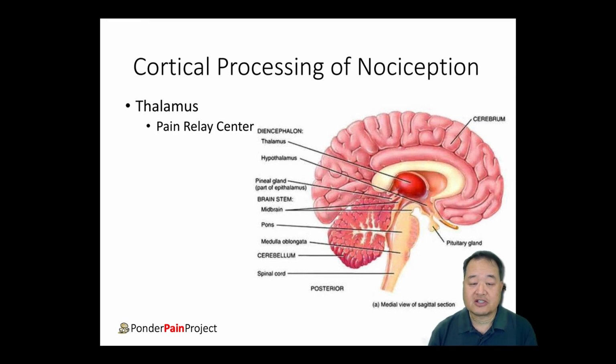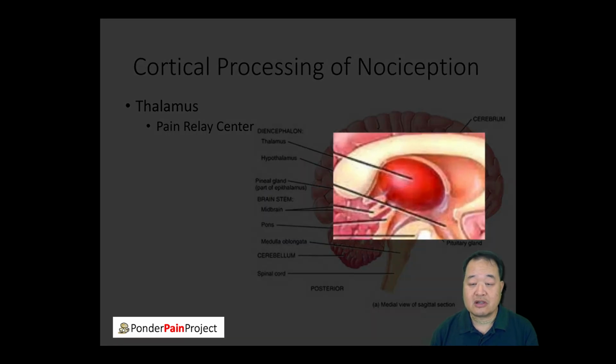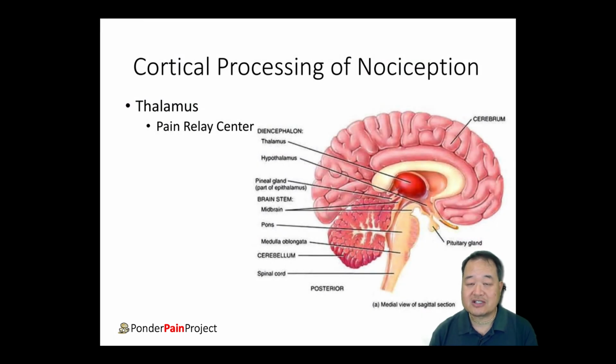So, on the cortical processing of nociception, realize that whether it goes directly to the brain or routes through subcortical structures like the periaqueductal gray and the reticular formation, eventually it's all routed up through a structure in the brain called the thalamus. At this point, we know that the thalamus functions primarily as a relay center. It's kind of like Grand Central Station. It takes the information and then figures out where it wants to send it.